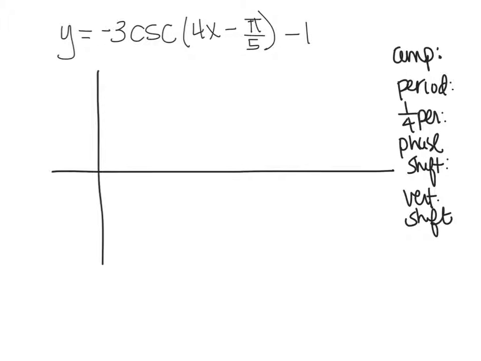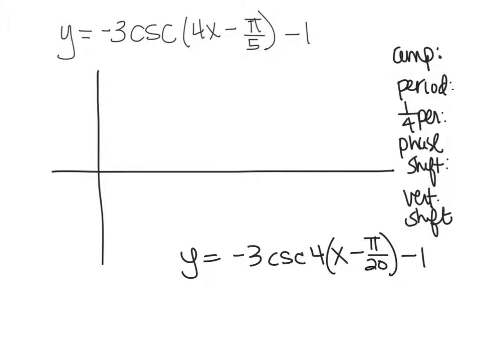So we're going to graph y equals -3 cosecant (4x minus pi over 5) minus 1. First step is to factor out the b, or the 4, which means I'm going to divide pi over 5 by 4, or multiply by 1/4. And so then that's what I'm going to get.